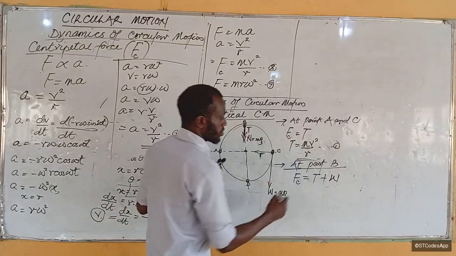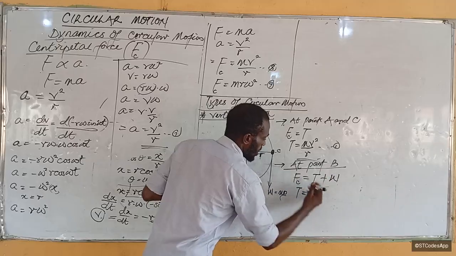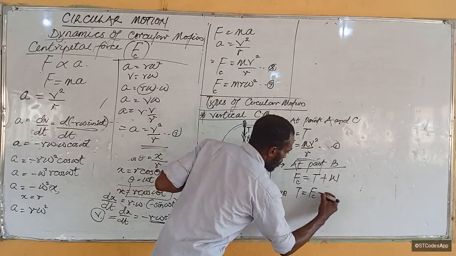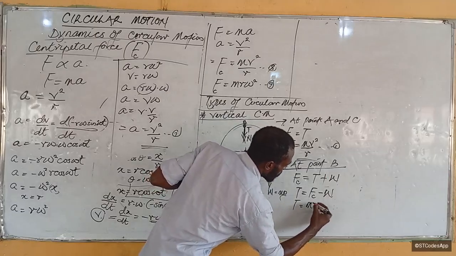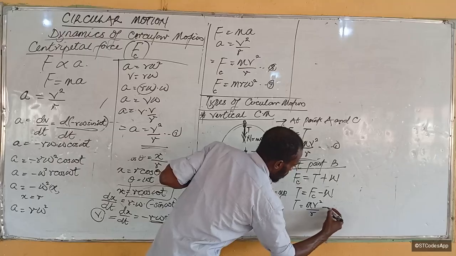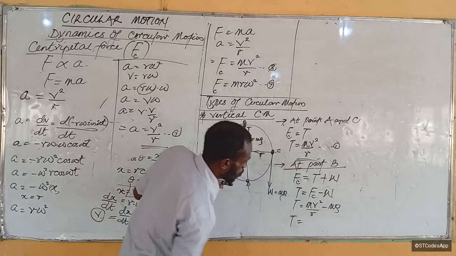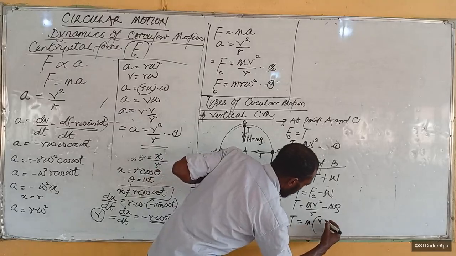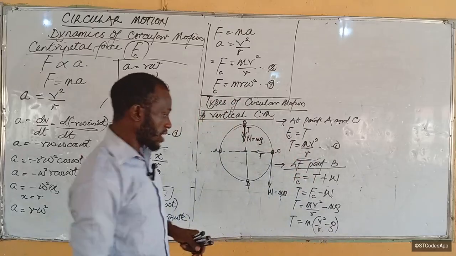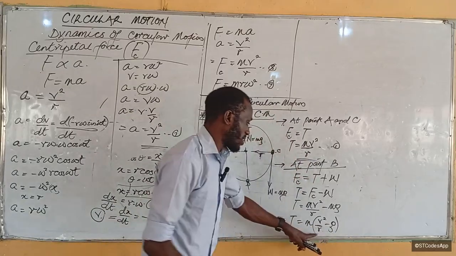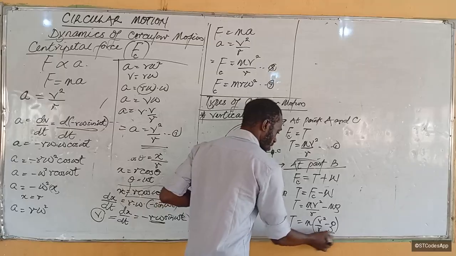Okay, so what will tension be now? Tension therefore is going to be equal to what? Bring this here, that will be Fc minus W. So T therefore becomes mv squared over r minus mg, which can change to T equal to m, which is common, times v squared over r minus g. Is it clear? All right, so it's just acceleration minus acceleration. Do you understand? All right, so that's tension here for you.